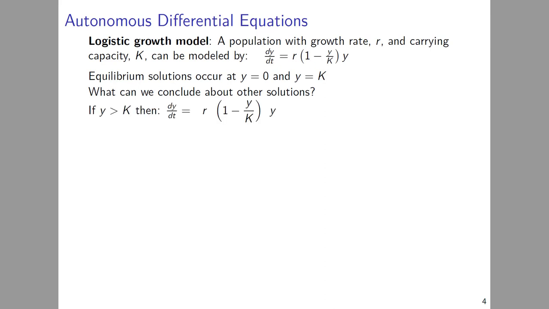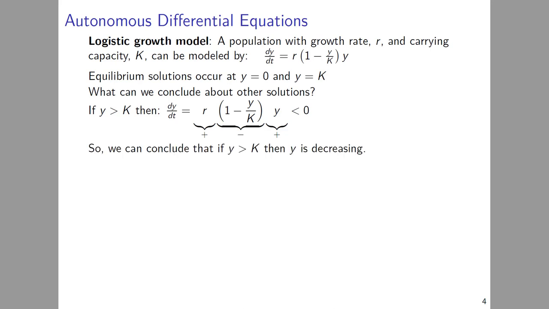Let's think about values of y that land between 0 and k or bigger than k. If y is greater than k, then dy/dt is equal to r times 1 minus y over k times y, where r is some positive number. 1 minus y over k will be a negative number, since y will be bigger than k, and thus y over k will be bigger than 1, and y itself is also a positive number, since the maximum k must be bigger than 0. So we have dy/dt is equal to a positive number times a negative number times another positive number, which must be negative itself.